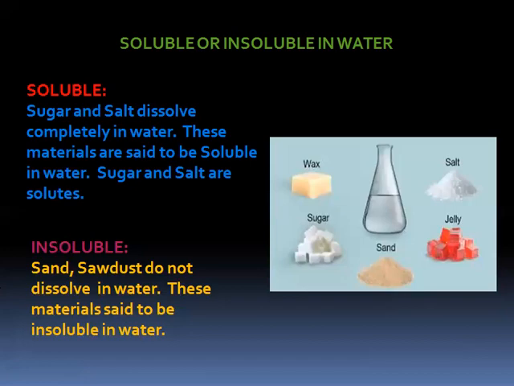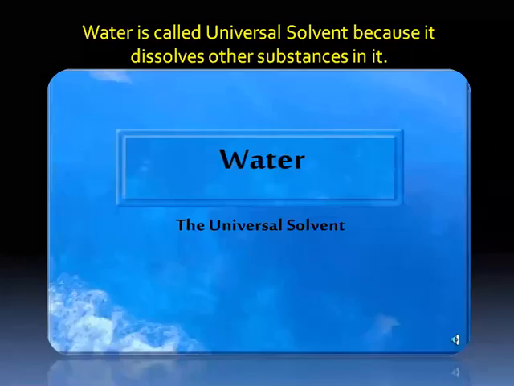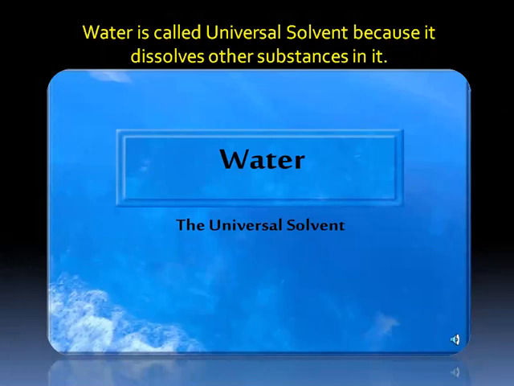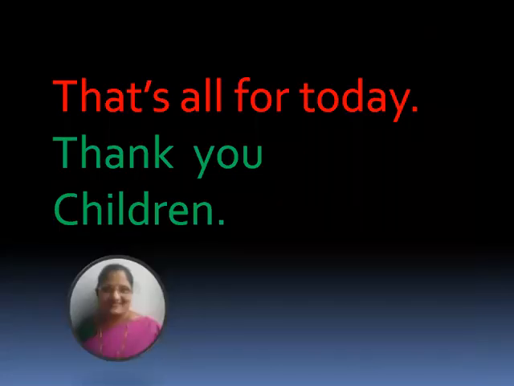Is it clear? Next, water is called a universal solvent because it dissolves many substances in it. That's why it is called a universal solvent. You can see the water, ocean water, sea water, they are universal solvent. That's all for today, children.